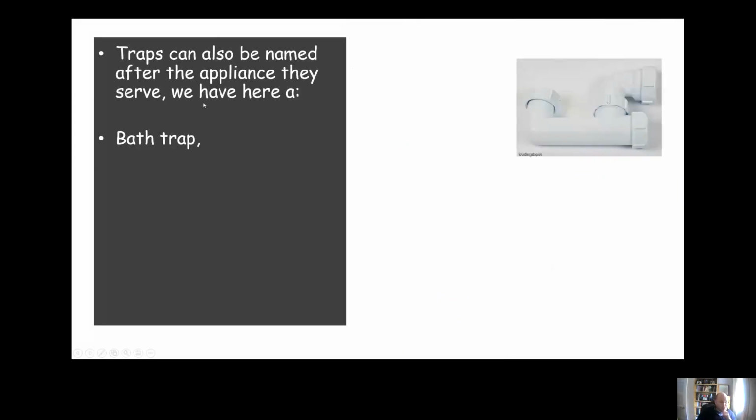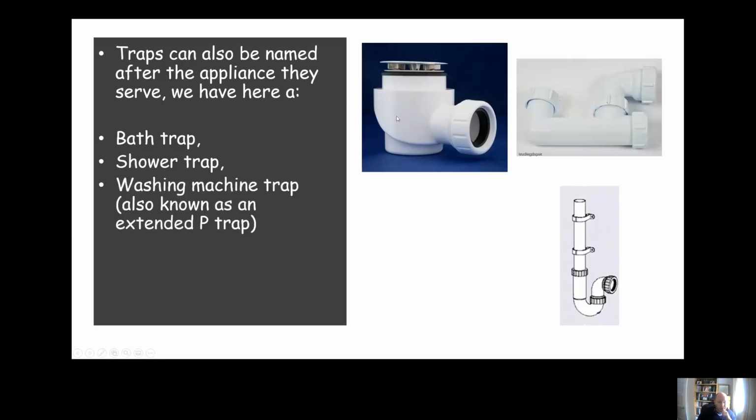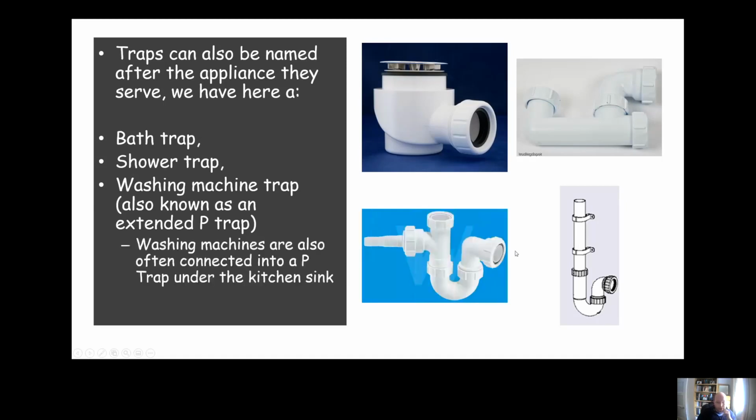So traps can also be named after the appliance they serve. We've got a bath trap here, a shower trap here, a washing machine trap. Some people might also call that an extended P trap, but yeah, I would call it a washing machine trap. Though you can also, probably more often these days, connect the washing machine into the kitchen sink trap, through a connection like you can see just here.